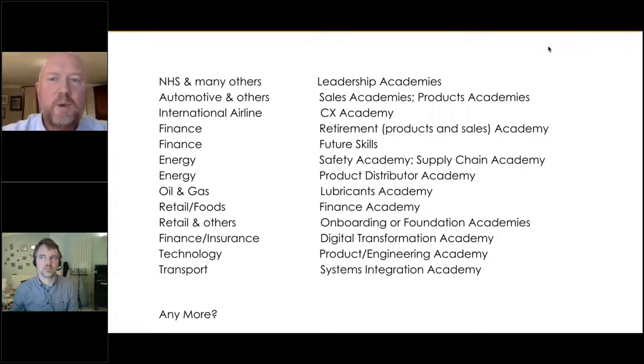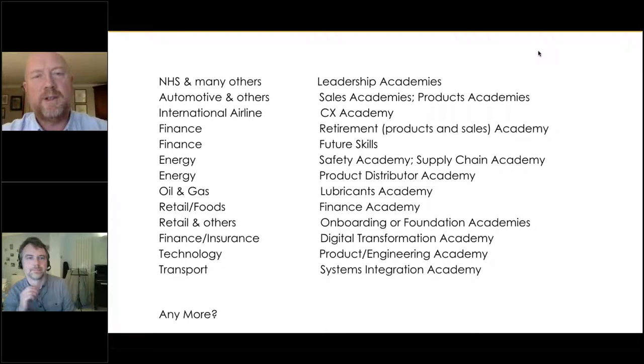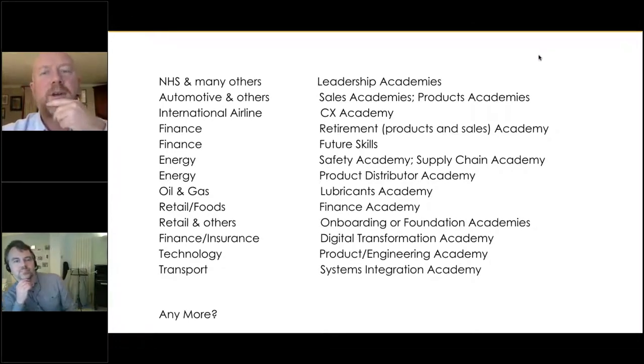These are the kinds of academies we've worked on in the relatively recent past. We have worked on many leadership academies, sales academies, customer experience for a finance client, products, particularly, for instance, around retirement. Products and sales. We see things like future skills academies, which are focusing on capabilities for a business in the future. Many of these you will recognize.